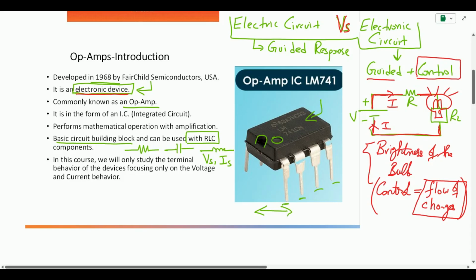So we know that it is an electronic device. Engineers normally call this an op amp, and this is in the form of an IC. An IC is basically an abbreviation for integrated circuit. So this is known as an IC.